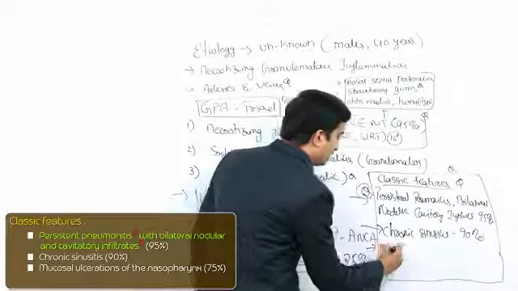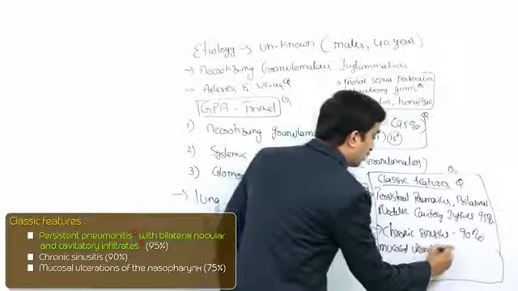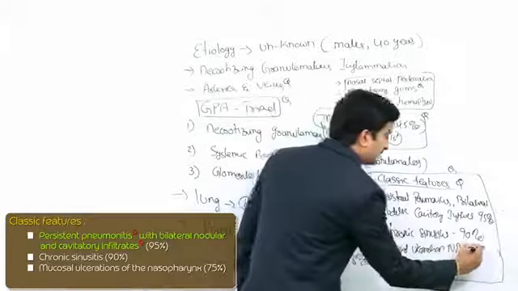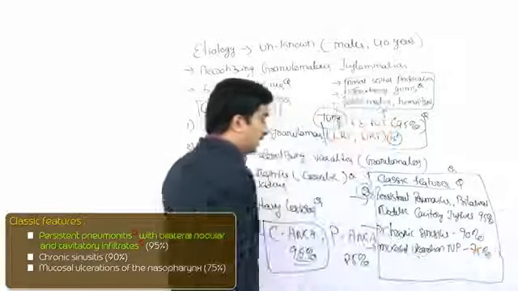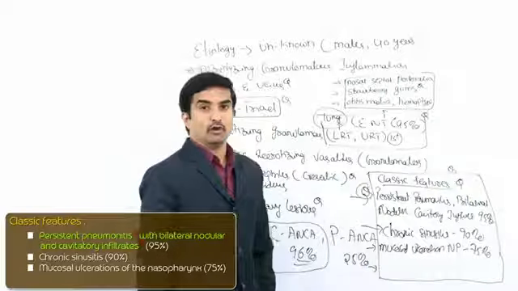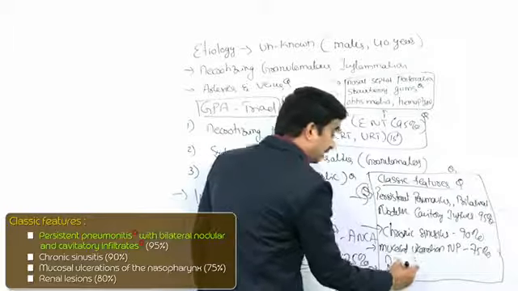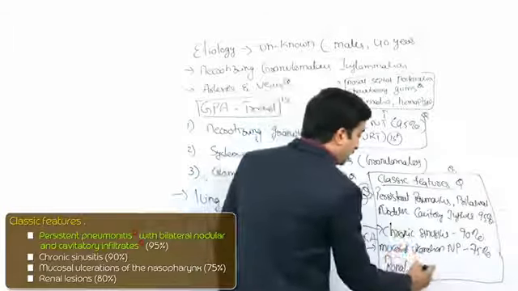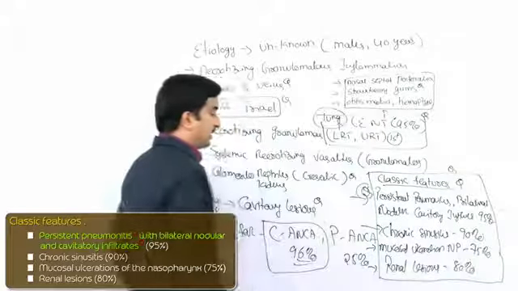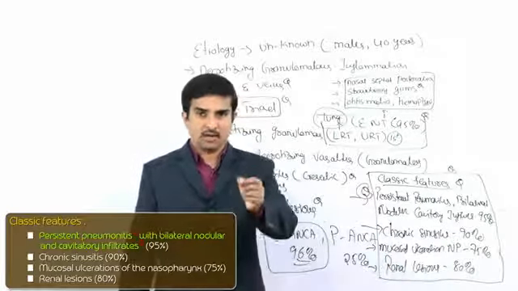So, mucosal ulceration of nasopharynx in approximately 75% of the cases. And at last we have to discuss the involvement of the kidney, that is renal lesions. Renal lesions are the later manifestations of Wegener's. Renal lesions are seen in 80% of the cases. So, once you identify renal lesions, you have to say that the disease is at an advanced stage, right?